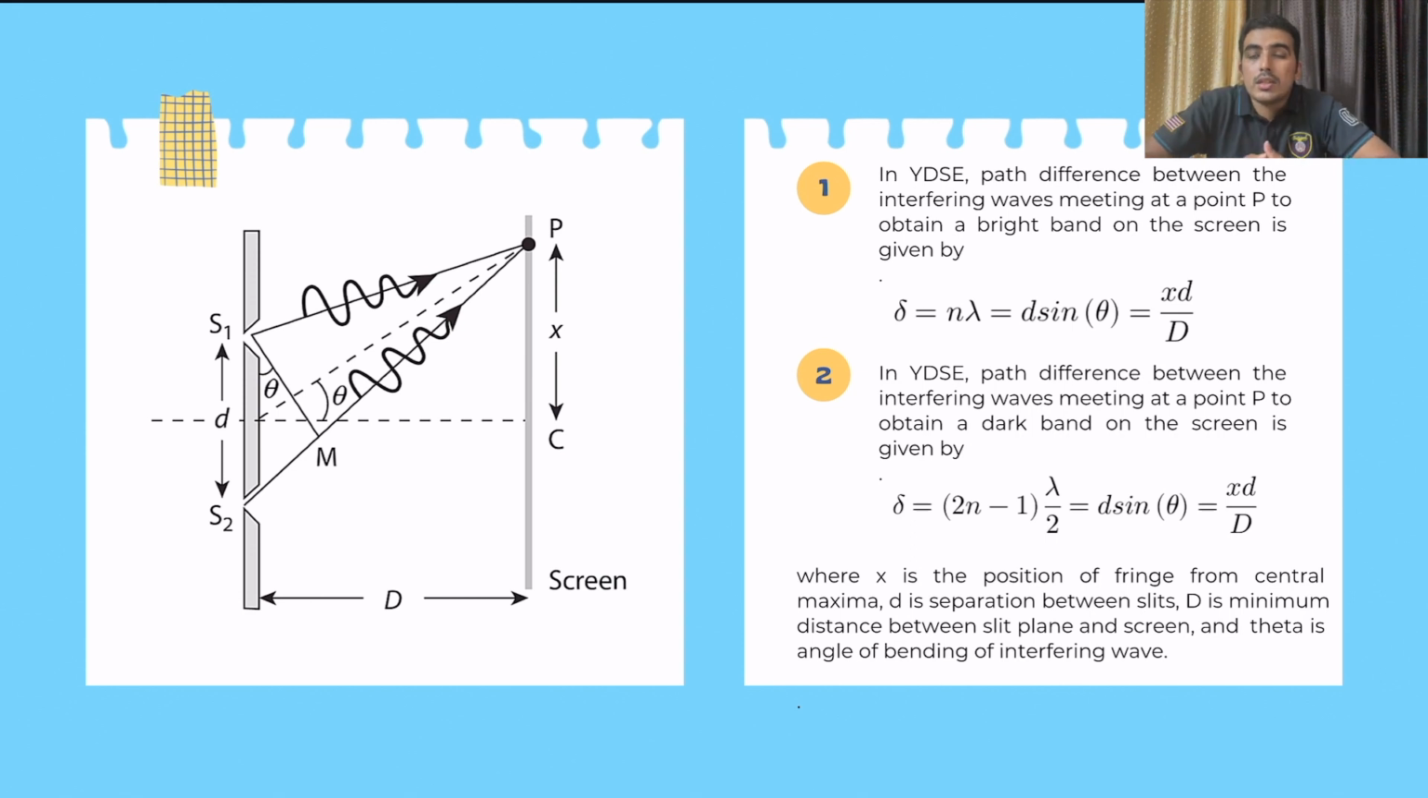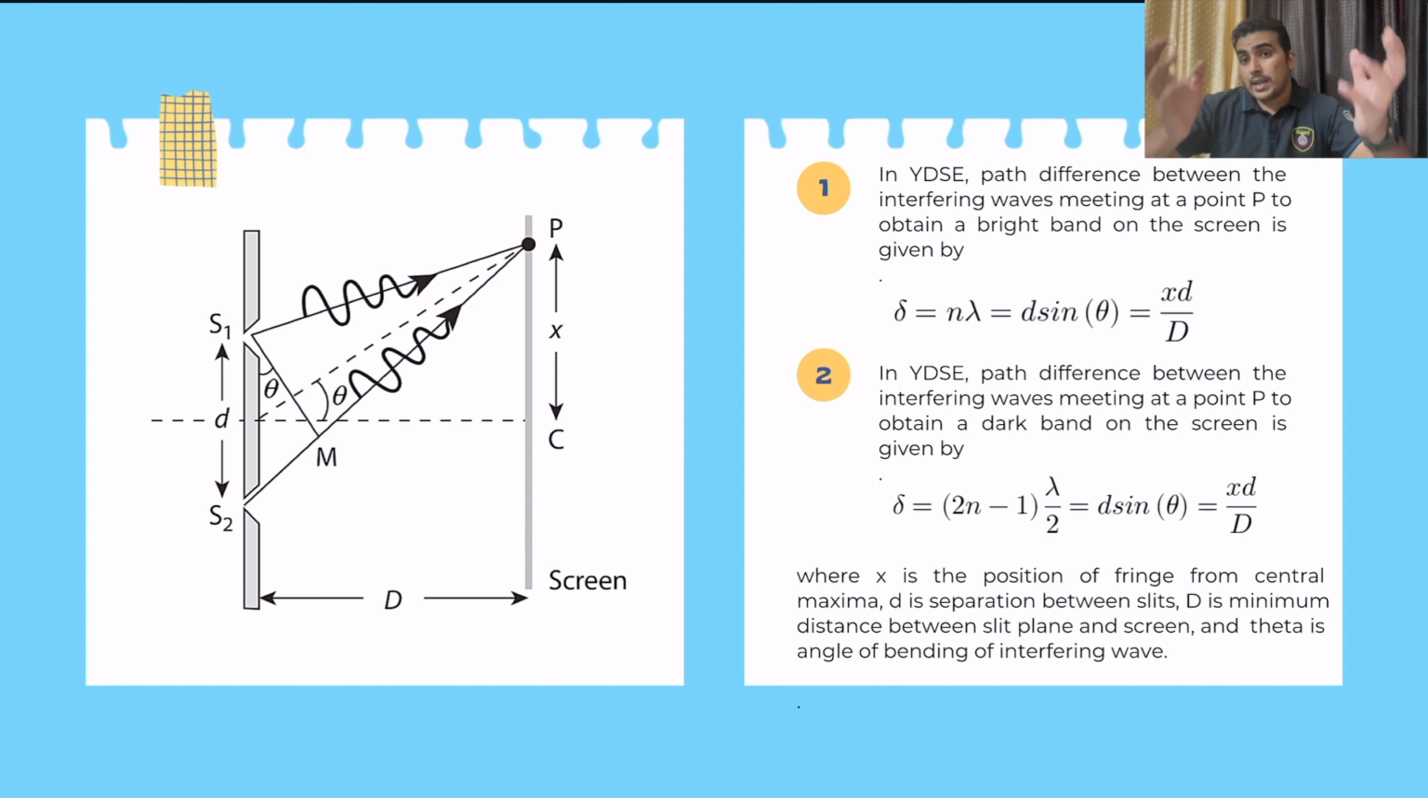There we mentioned the condition for obtaining the bright band: the path difference should be equal to an integer multiple of wavelength, which is d sin theta equals xd over capital D, where theta is the angular position of the secondary maxima or secondary minima. X is the linear position or linear width from the central maxima, as you can see in the diagram. It's the distance from that central maxima to the point P. Capital D is the distance between the slit and the screen. Okay, so this is the condition for obtaining a bright band.